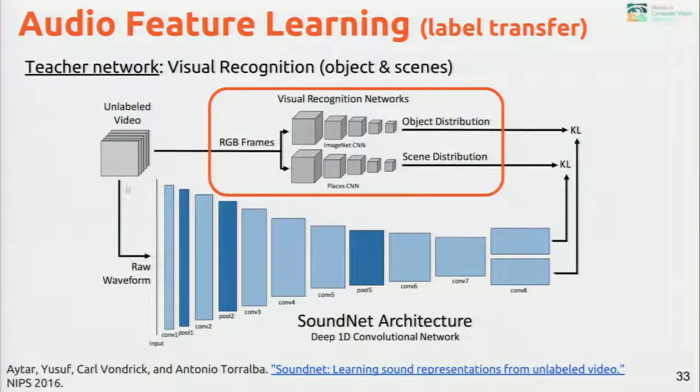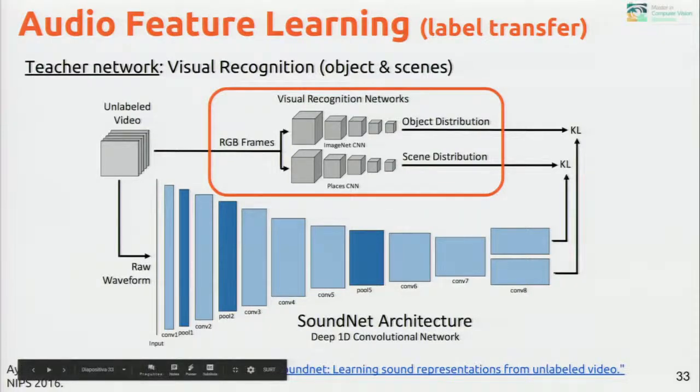You feed here the raw waveform for audio, and you train this network so that at the output, if this one is telling you cats and city, the predictions are cats and city. So you kind of have labels for free, but in the end you are kind of transferring the labels. That's why I wrote here label transfer. You are transferring the labels that you are predicting from the visual track to the audio track. So what we are learning here are audio features.